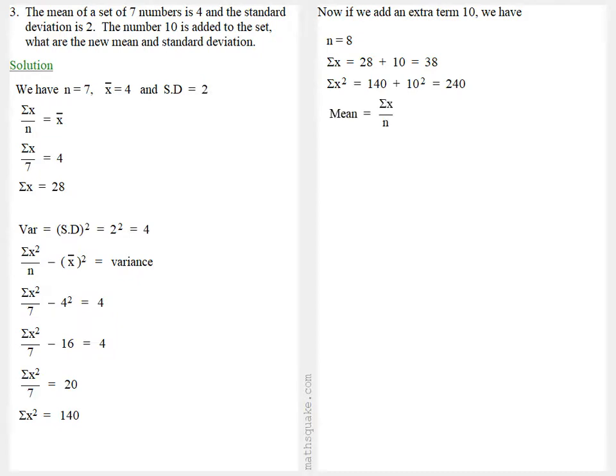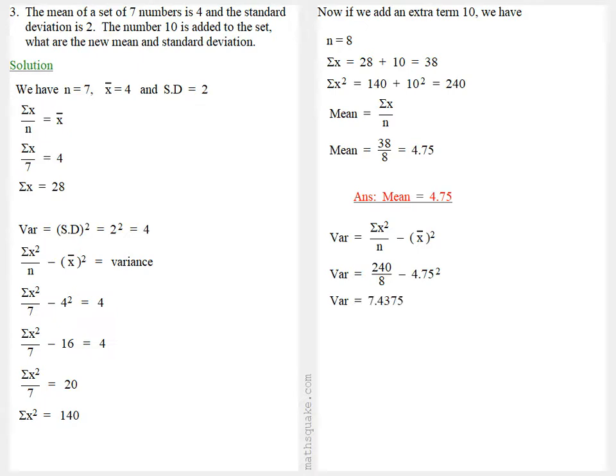The mean is the sum of the x over n, which is now 38 over 8, which is 4.75, so that's our answer. The mean is 4.75. The variance is the sum of the x squareds over n minus the mean squared, so that's now 240 over 8 minus 4.75 squared, which works out to be 7.4375. But we want the standard deviation, which is the square root of that, which is equal to 2.727178. Rounding that off, we have the standard deviation is 2.73.